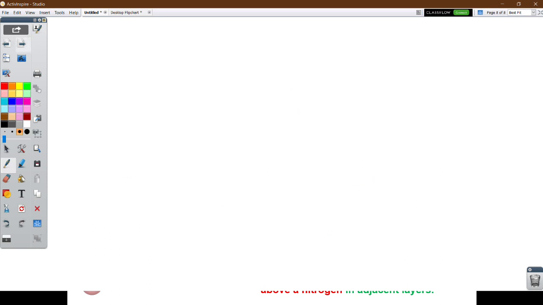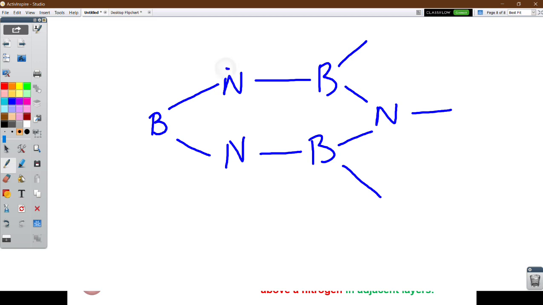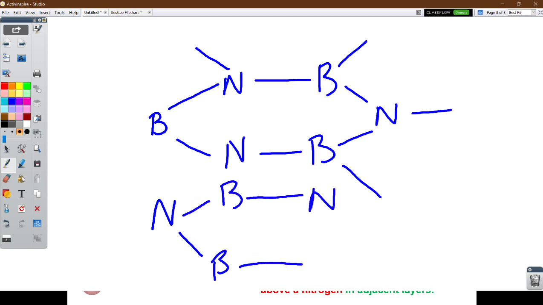However, in boron nitride, draw boron here, nitrogen, nitrogen, boron, boron, and a nitrogen. There's one ring. And obviously you'd have the bonds coming off there. Now this boron here is going to be directly above the nitrogen in the ring below. Borons, nitrogens. Now the reason for this is that this is delta minus and this is delta plus.